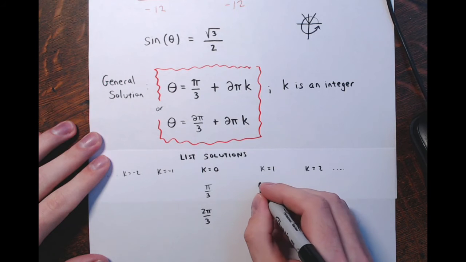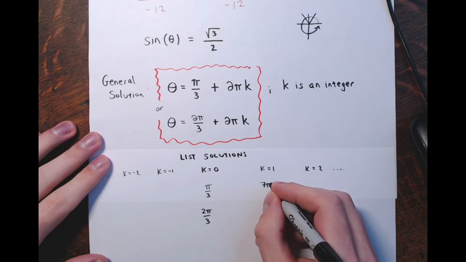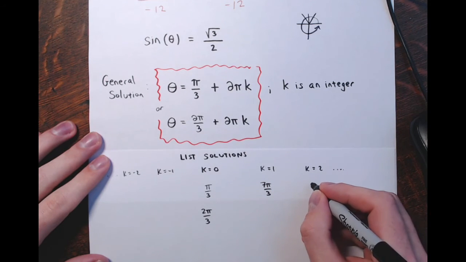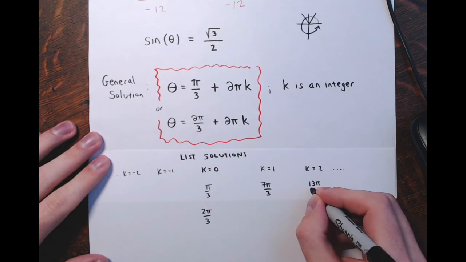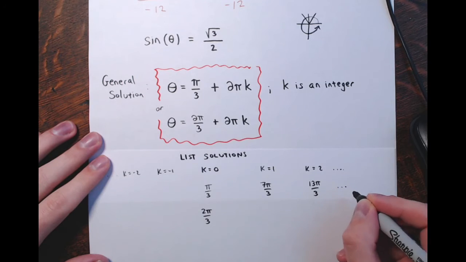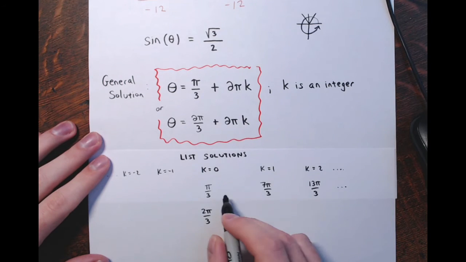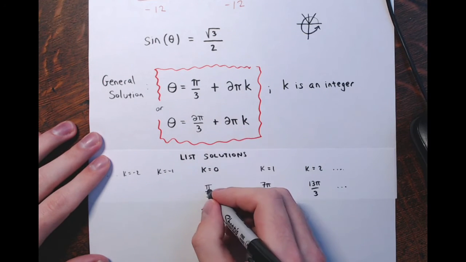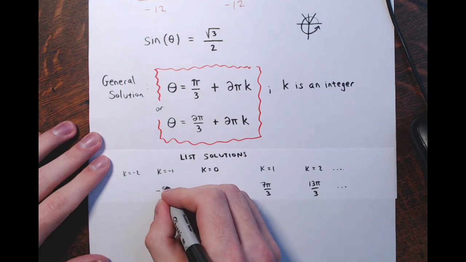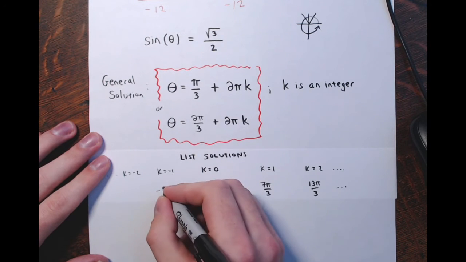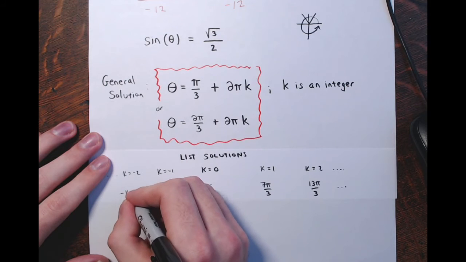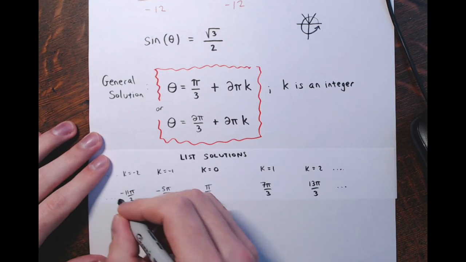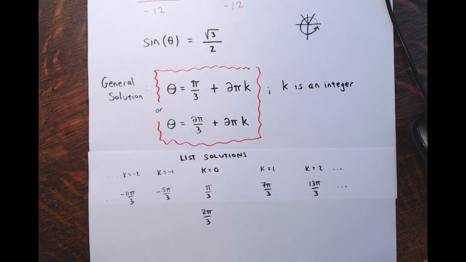So I'm going to keep adding 6 pi over 3 and subtracting 6 pi over 3. So when k equals 1, another solution I'm getting is 7 pi over 3. And then when k equals 2, I'm getting 13 pi over 3, and then 19 pi over 3, and so on. I just keep on adding 2 pi, keep on adding 6 pi over 3. And going backwards, when k equals -1, I'm subtracting 2 pi, so -5 pi over 3 is another solution. Then -11 pi over 3 when k equals -2 is another solution. And I can do that all day long.